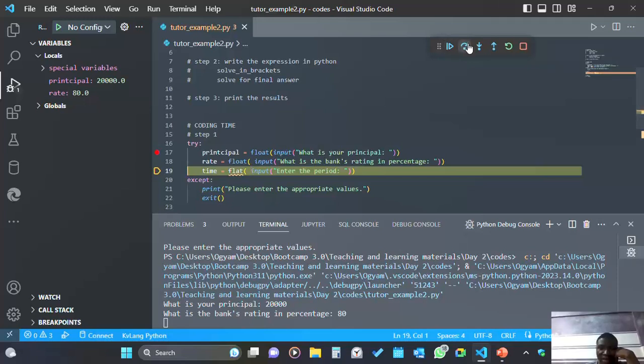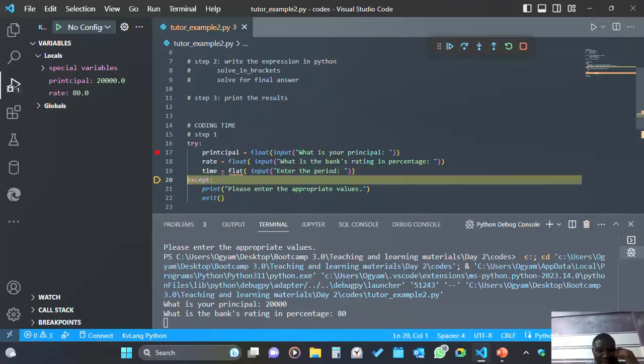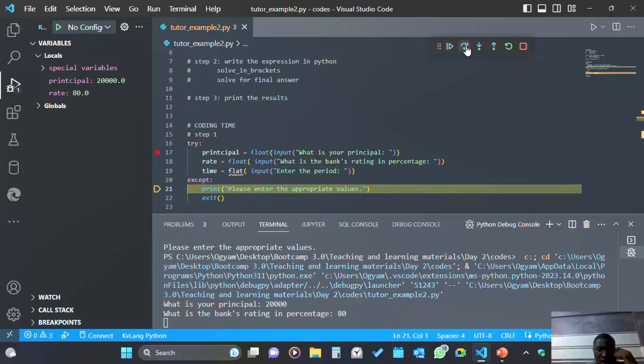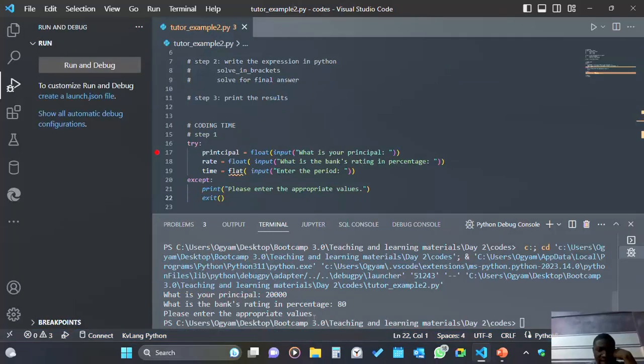But we got to the time and we ran it. Now there was an error at the time. That's why I jumped to except. It didn't show us the input and stuff like that. So it means that the time is the one that is faulty. And when you keep on running it, once the time is faulty, it runs the exception part, which is please enter the appropriate values. We said appropriate value because we are assuming that the only time the code will fail is when the user enters the wrong value. But in this case, the code failed because we failed to put the correct spelling for float. So that is the problem here.